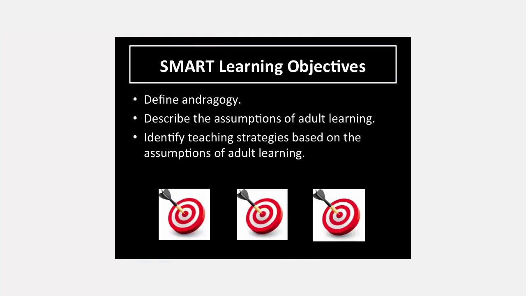The SMART learning objectives for this session are: define andragogy, describe the assumptions of adult learning, and identify teaching strategies based on the assumptions of adult learning.